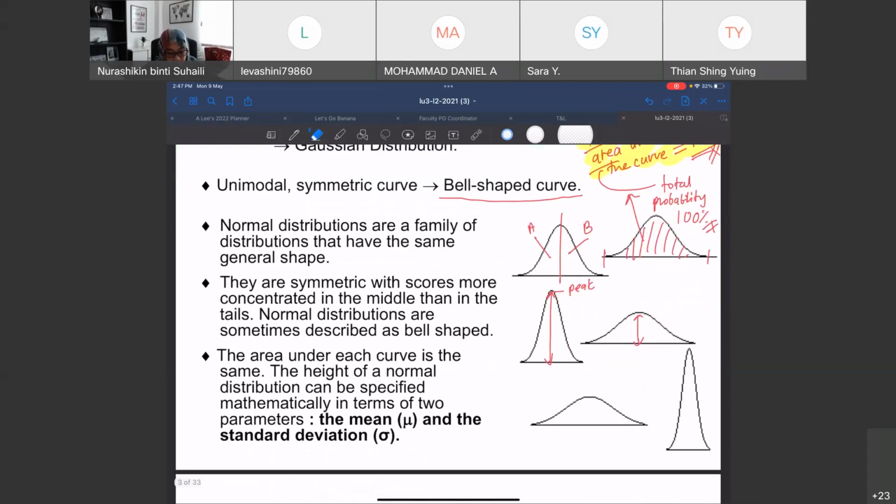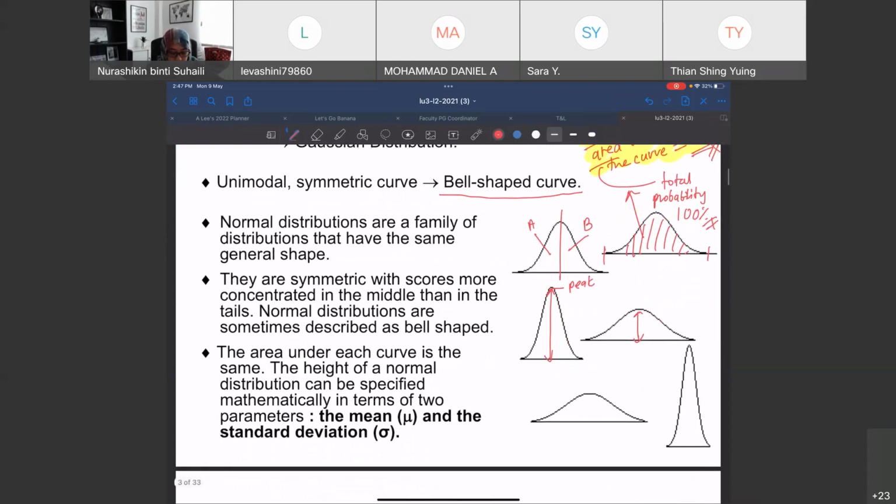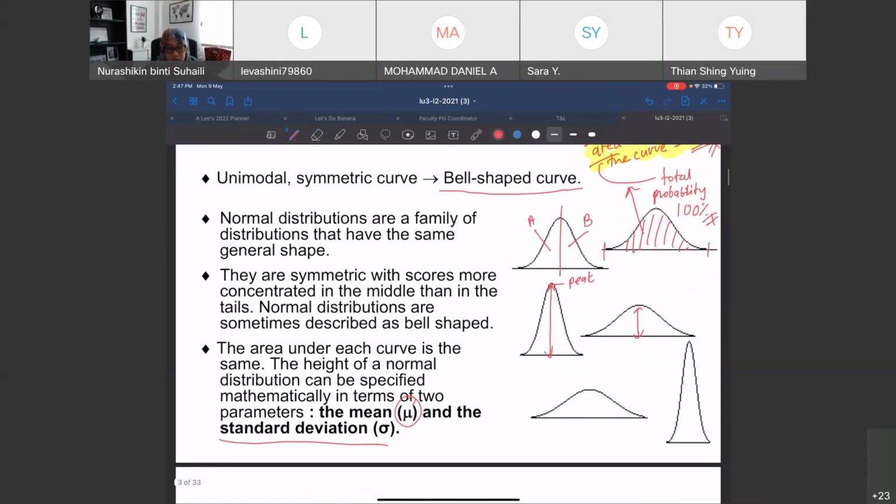Okay. So the two parameters that you have to take note of are the mean and the standard deviation. Okay. So in any distribution, you always have to relate to the mean and standard deviation.